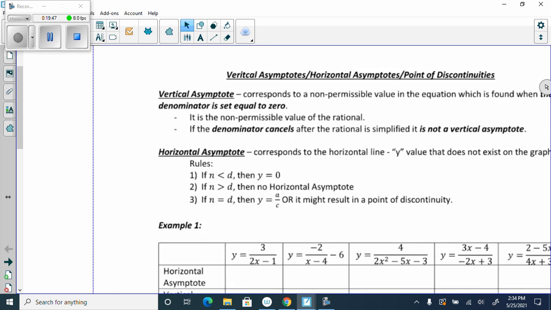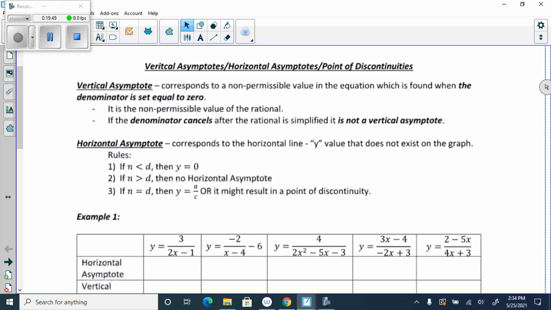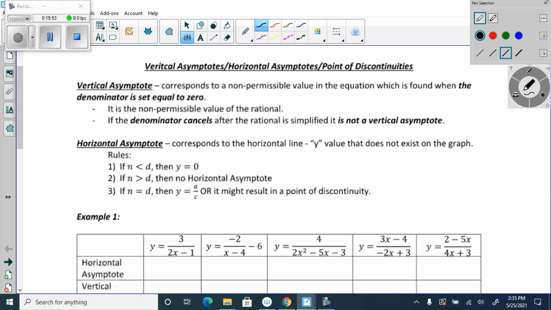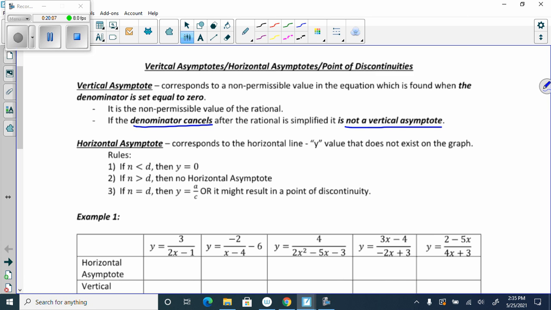So if the denominator cancels, which is what we're going to deal with today, say we have an x plus 2 in the numerator and x plus 2 in the denominator, and they cancel off, then it's not a vertical asymptote. It's going to end up being a point of discontinuity, which we're going to talk about today. Now, the horizontal asymptote rules we'll deal with in a second.